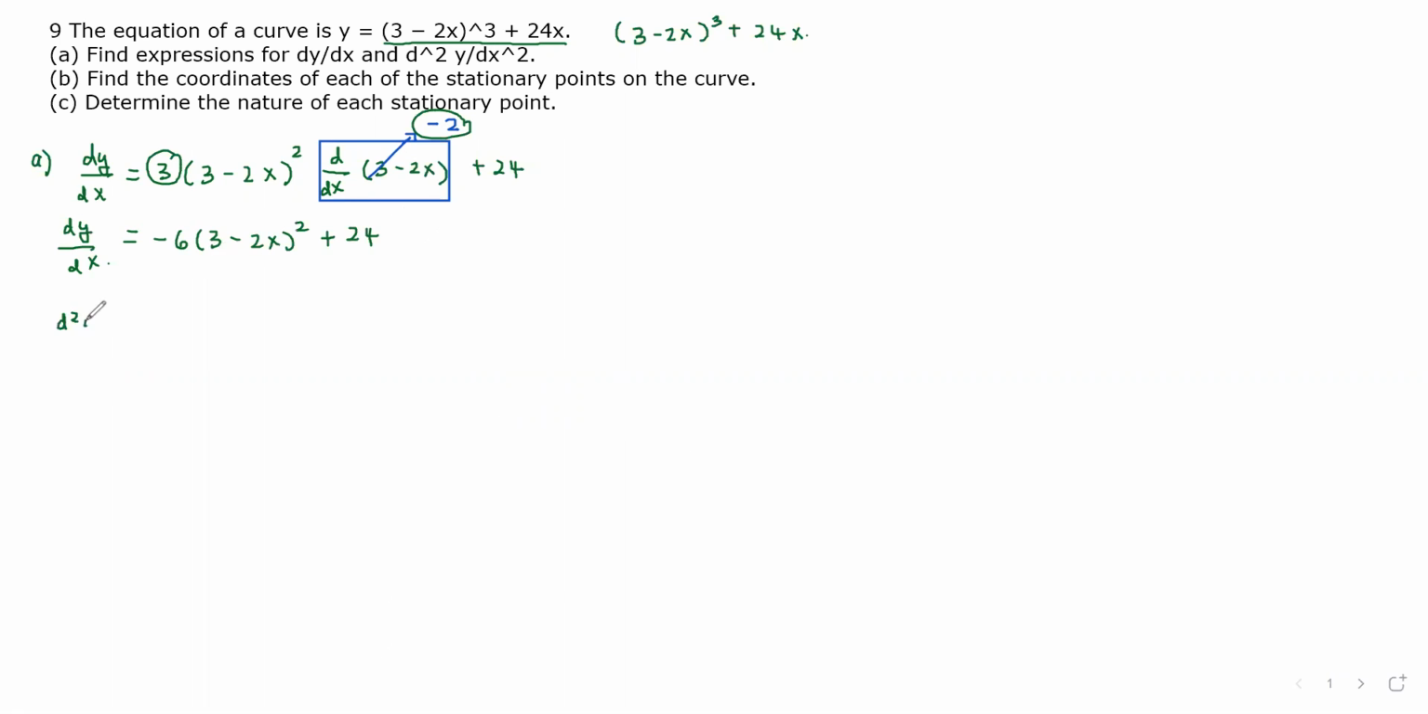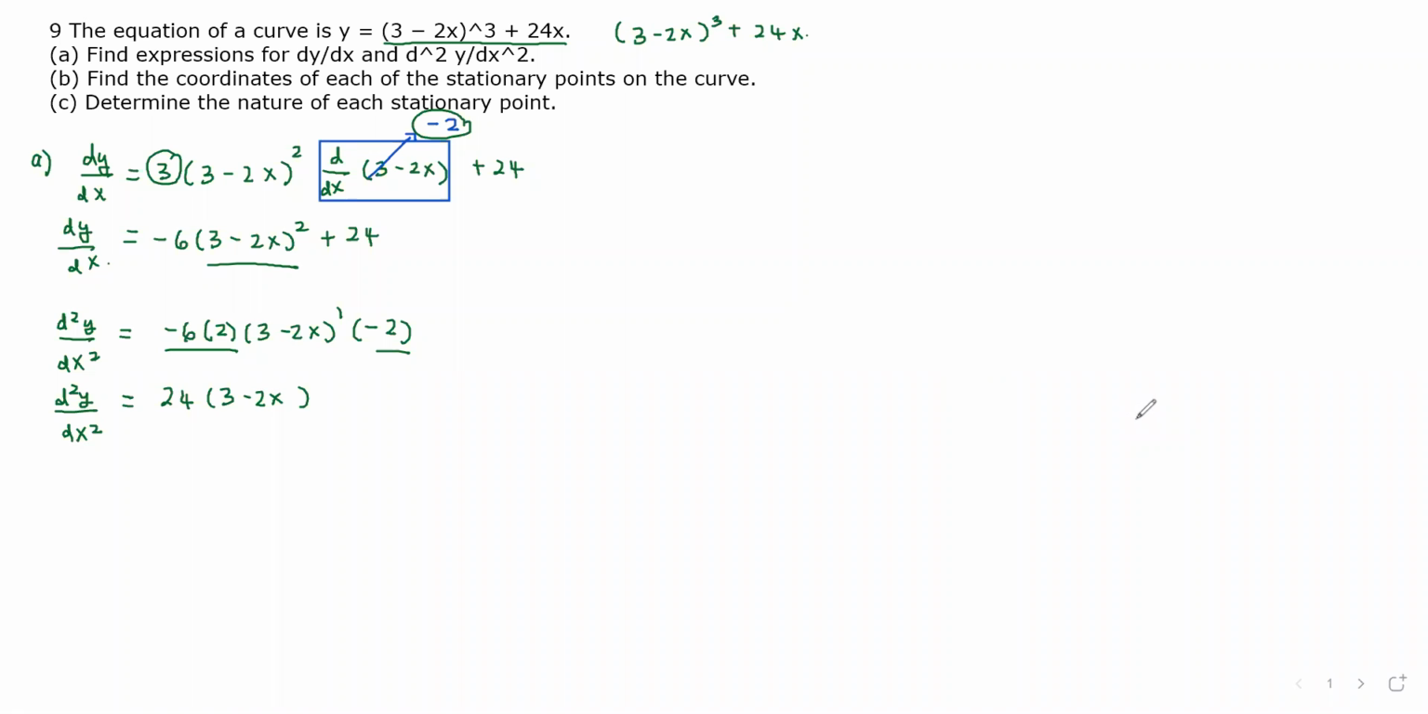To find d2y/dx squared, differentiate dy/dx once more with respect to x. Negative 6 is just a constant, so differentiate this expression, bring the exponent down, reduce the exponent by 1, and now differentiate the inner function again. From the previous part, you know that it is negative 2, and the derivative of 24 is 0. So negative 4 times negative 6 should give you 24. So when you multiply these together, you have 24 times (3 minus 2x). And that is an expression for d2y/dx squared.